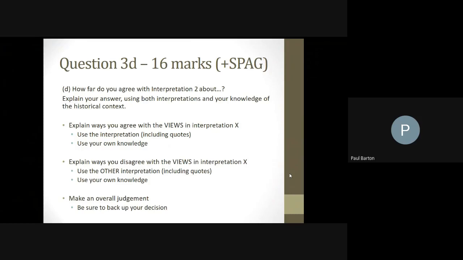There are 4 extra marks here, so things like capital letters for names and proper nouns, spelling those key words as well. Try your best on that too, because there's 4 extra marks available just for your spelling, punctuation and grammar.